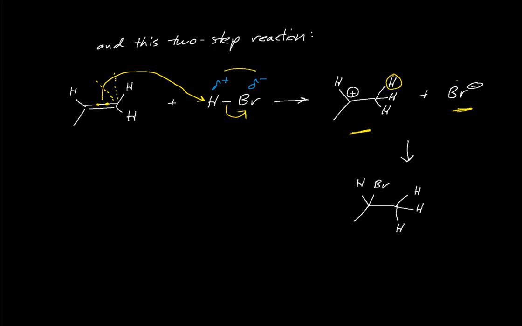The bromine, then, all it has to do is come back and form a bond directly to that carbon, which is a carbocation, a plus charge. There's our new bond, and so there's our final product.